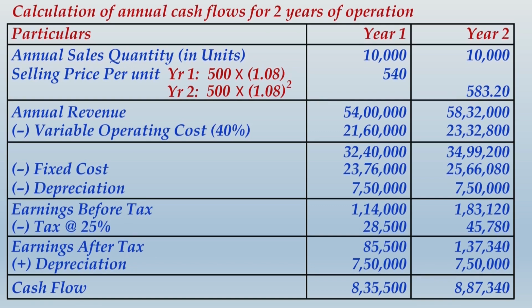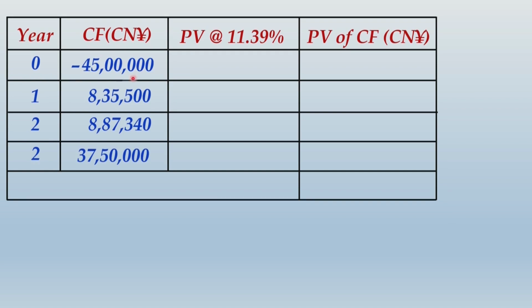Alright friends, you would have finished writing these calculations also. Once the cash flow calculation is over, you are ready to calculate the NPV. So 0, 1, 2 and 2. The year column contains 0 for the initial outflows, and year 2 has been written twice. One is for the usual cash flows and this is for the terminal value. So at year 0, the cash flow in Chinese yuan will be 45 lakhs of outflow. These two are the computed cash flows for the 2 years of operation, and this amount we have computed as the cash flows on termination of the project. All cash flows are in Chinese yuan.